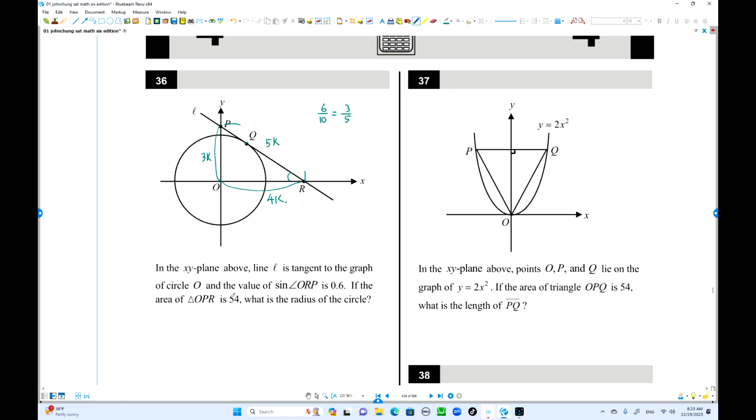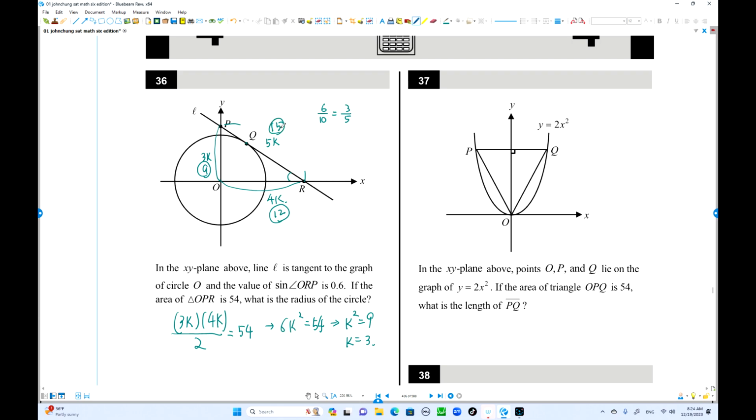So the OPR triangle area is 54. So 3K times 4K, base times height divided by 2, equals 54, right? So 12K squared over 2 is 6K squared. 6K squared equals 54, and K squared is 9. K equals what? 3, right? So this distance is 12 over here, this side is 9, this side is 15.